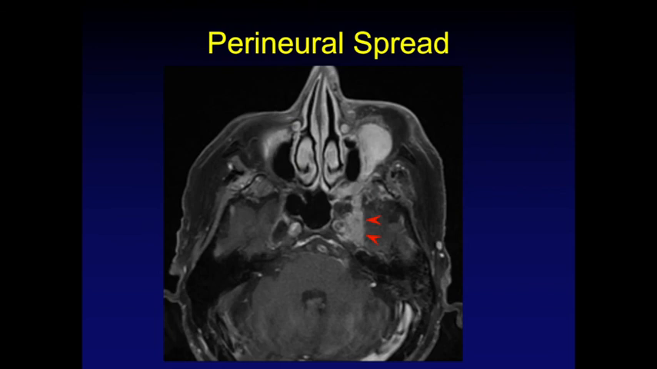Are there some pitfalls that occur just because PET-CT is not the right exam? Yeah, perineural spread is a great example of that. Every once in a while, you'll be able to pick up perineural spread on PET, but it's certainly not reliable for this diagnosis the way that MRI is.